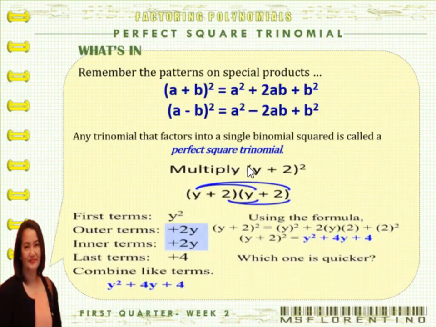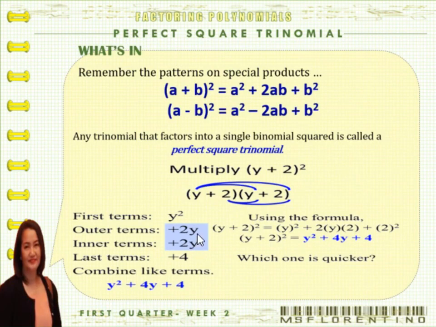Let's say we multiply the square of y plus 2, or y plus 2 times y plus 2. Applying the FOIL method or distributive property, we multiply the first term with the first term. Y times y is y squared. The last term with the last term, 2 times 2 is 4. The outer term, y times 2 is 2y. The inner term, 2 times y is also 2y.